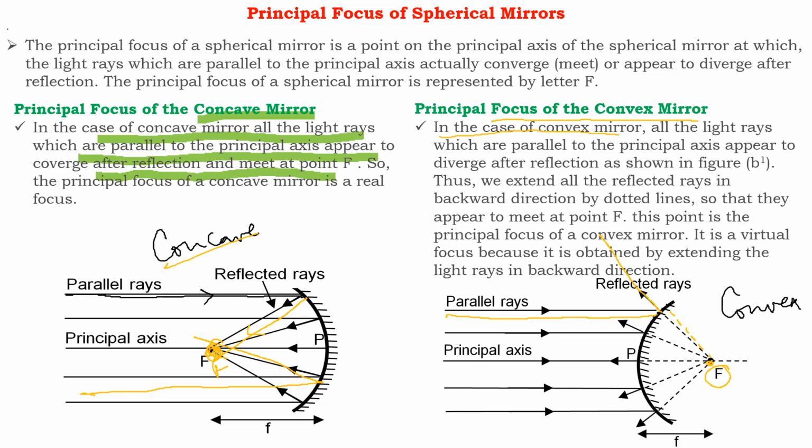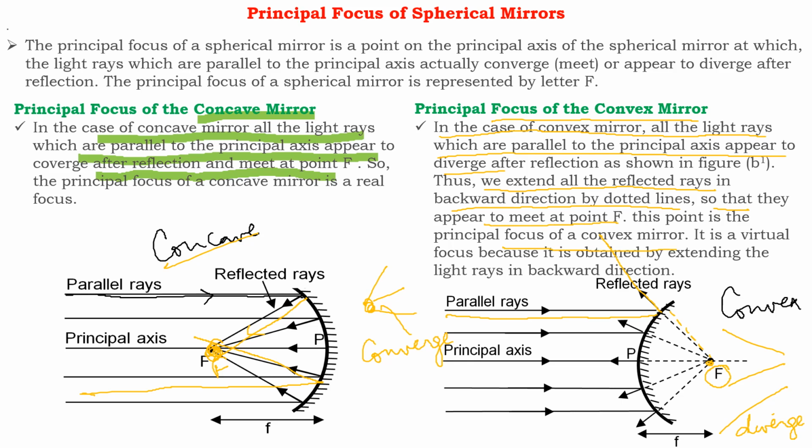In the case of a convex mirror, all the light rays which are parallel to the principal axis appear to diverge. So here they are actually converging. Converging means meeting at a point. This is your converge. And diverge means extending, expanding themselves. So both are opposite of each other. We extend all the reflected rays in the backward direction by dotted lines, so they appear to meet at a point F. This point is called the principal focus of the convex mirror.